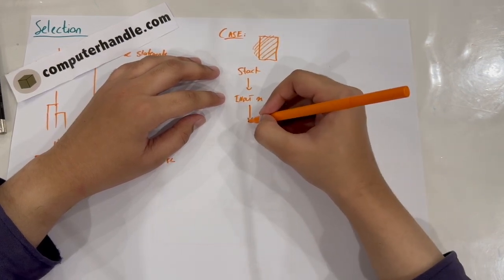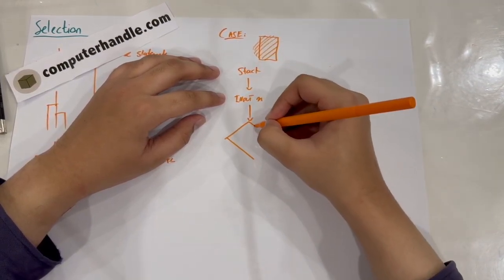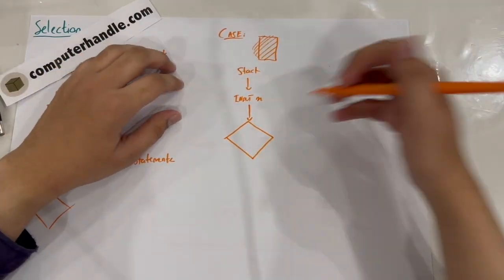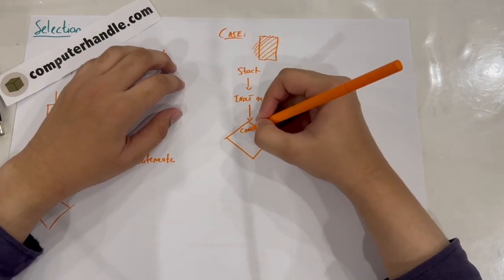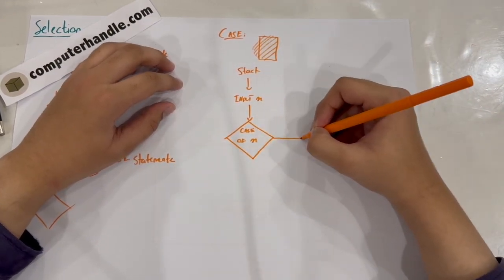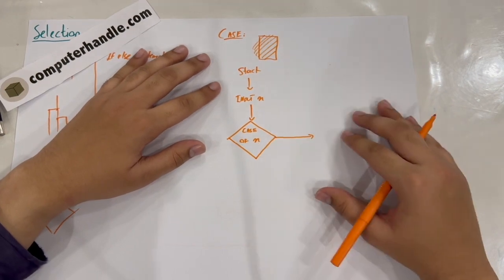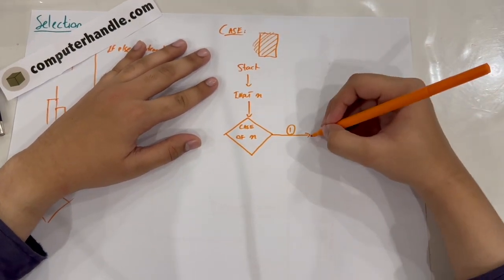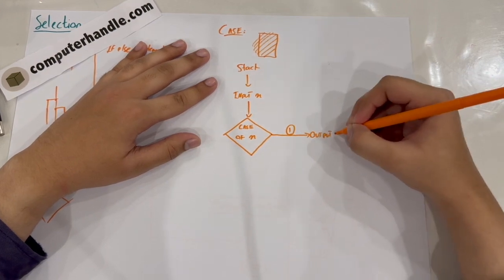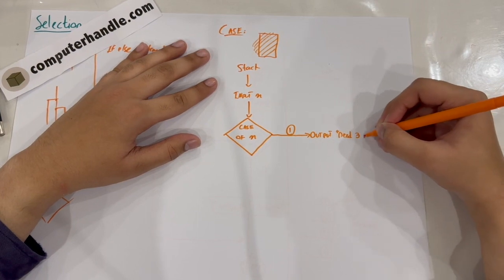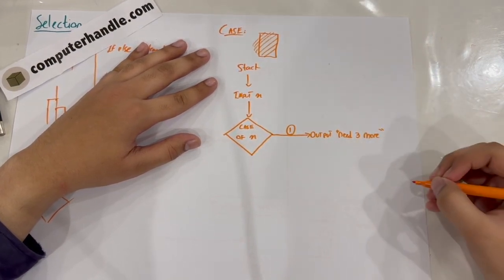And here we will make a case statement, and this time I'm going to draw the diamond beforehand so that they aren't oddly shaped later. And I'm going to write case of x. Now I'm going to draw multiple paths for the case of x part. So if x is equal to 1, we will say output you need 3 more. I'm just writing need 3 more.